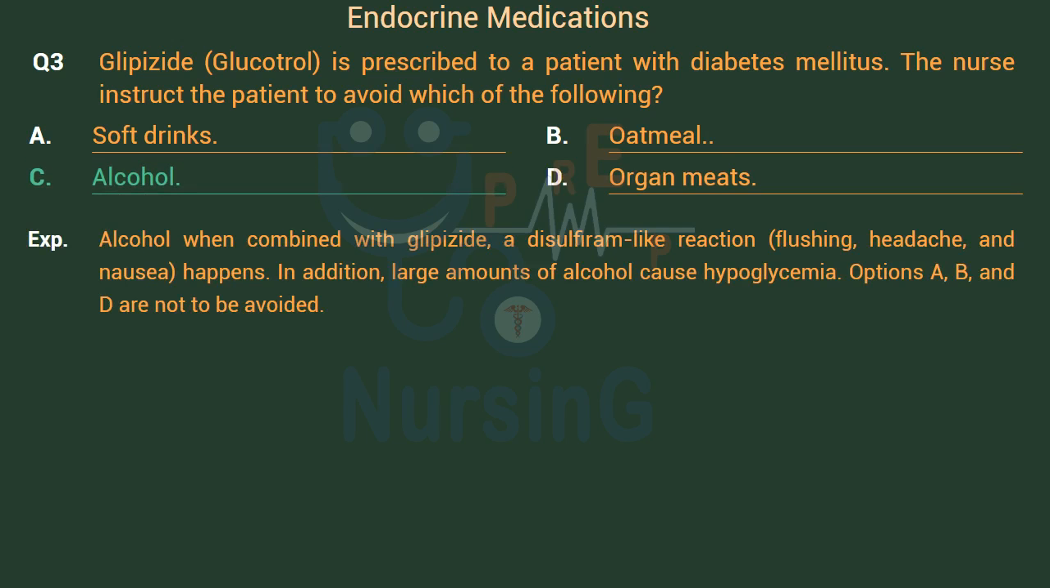Alcohol. Alcohol, when combined with glipizide, causes a disulfiram-like reaction: flushing, headache, and nausea. In addition, large amounts of alcohol cause hypoglycemia. Options A, B, and D are not to be avoided.